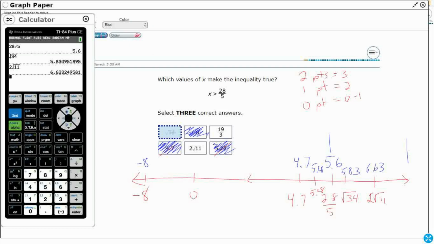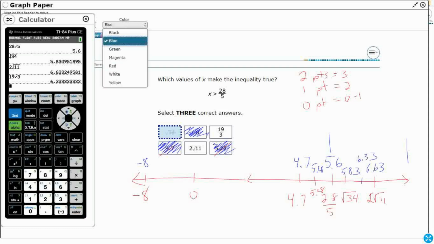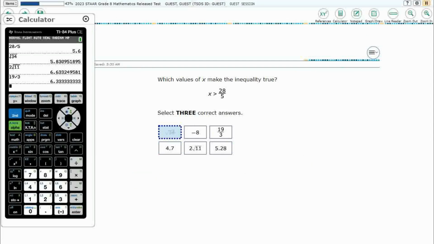And then what's that last one? 19 over 3. 6.33. Okay, so 6.33. That is my 19 over 3. That works. All 3 of those are the answers. So we're going to grab that one and that one. Those are my 3 answers.